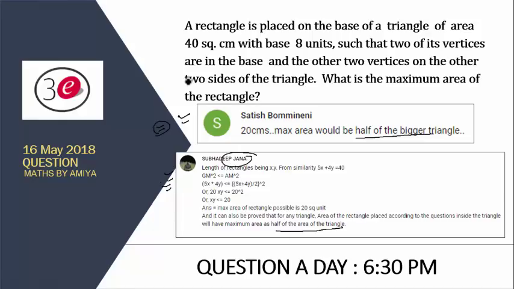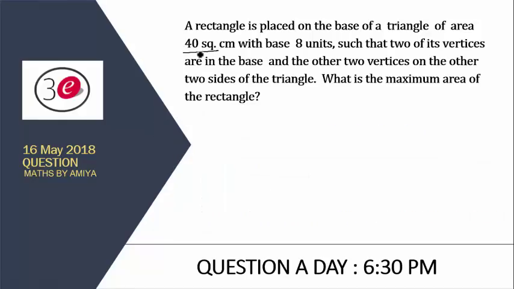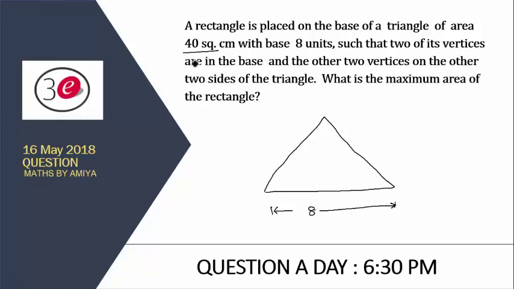Anyway, now let's see what the concept is. We know this is half of the area of the triangle, so 20 will be our direct answer. But in this, we apply nothing but similarity. We know base is 8 and the area is 40 centimeter square, so half into base into height is 40, so we can say height is nothing but 10. So our height will be 10 centimeter.